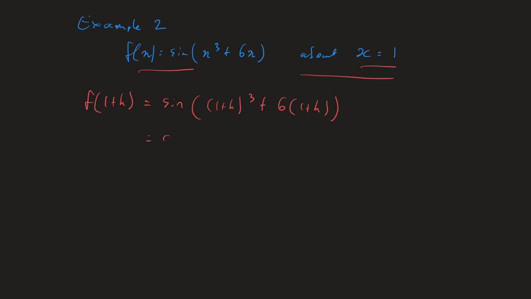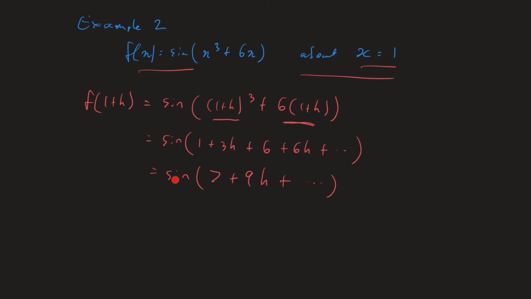Next, we expand the inside and we remember that we only care about constant terms and terms with h. We don't care about higher order terms. Therefore, for (1 plus h) all cubed, we care about the constant term, we care about the h term, but we don't care about the h squared and h cubed terms. Similarly, for this next term here, we care about the constant term, we care about the h term, we don't care about any higher order terms, even though there aren't any for the second term here. Simplifying, we get that that is sine of 7 plus 9h plus higher order terms.